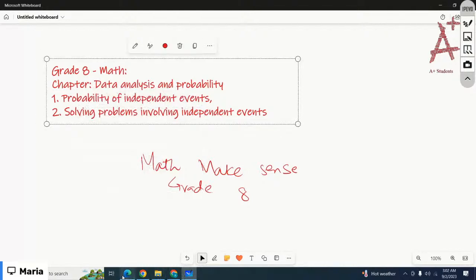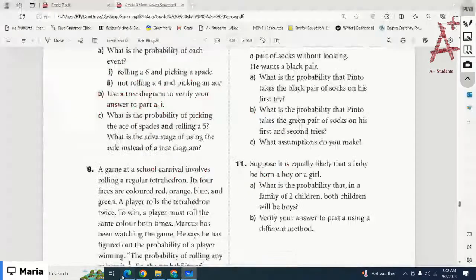Okay, we are already working on the chapter probability, on the lesson probability of independent events, and I think we have done till question number 9. So let's just start with question number 10, right?